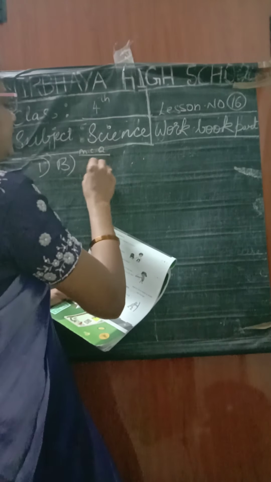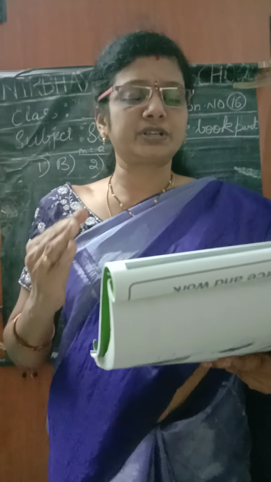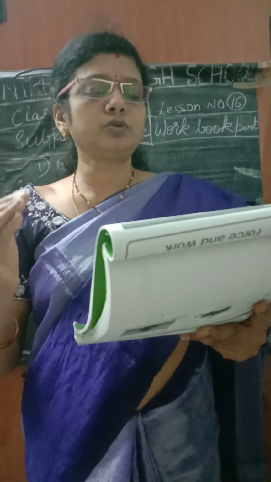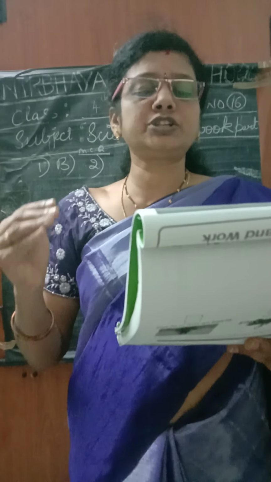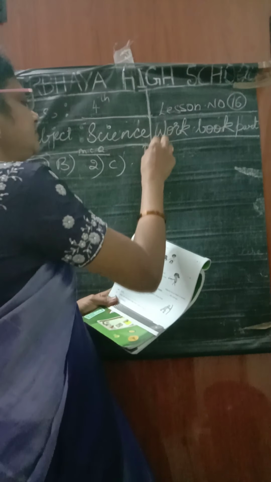Okay, and the second one, children. What is the child in the given picture doing? There are four options given. You have to write the correct option. A. Applying force to stop the ball. B. Applying force to change the shape of the ball. C. Applying force to change the direction of the ball. D. Breaking the ball into two pieces. Which one is correct? C. Option C, applying force to change the direction of the ball. Yes, and the next one is fill in the blanks, children.